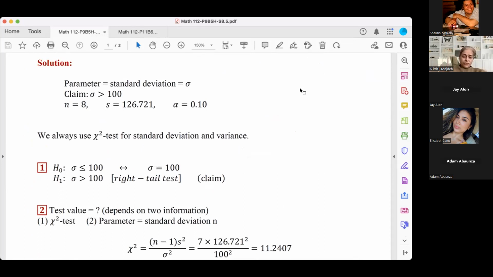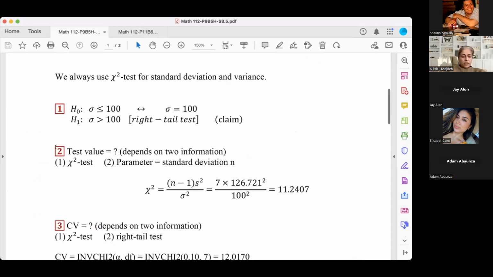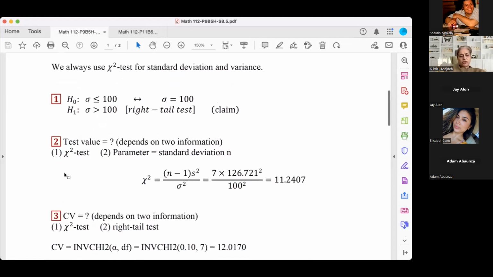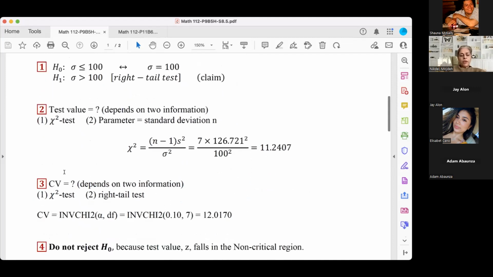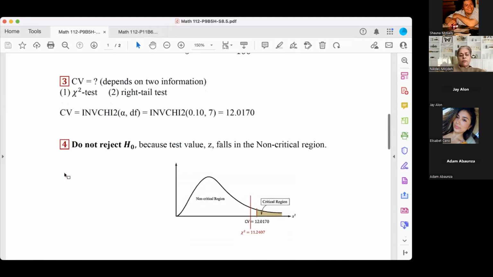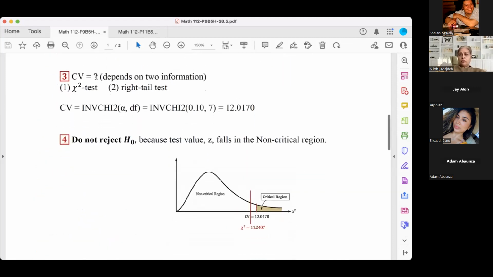Are you going to have them do that with the calculator? No, they have to use inverse chi-square. Okay, test value is step 3. Critical value is step 2. My step numbers are wrong, I have to fix it. So we have to find our critical value.